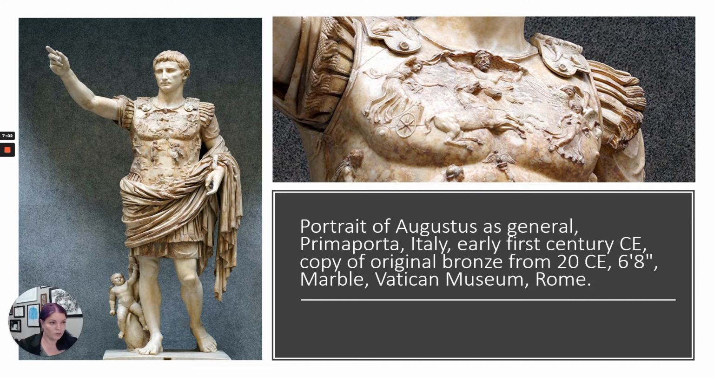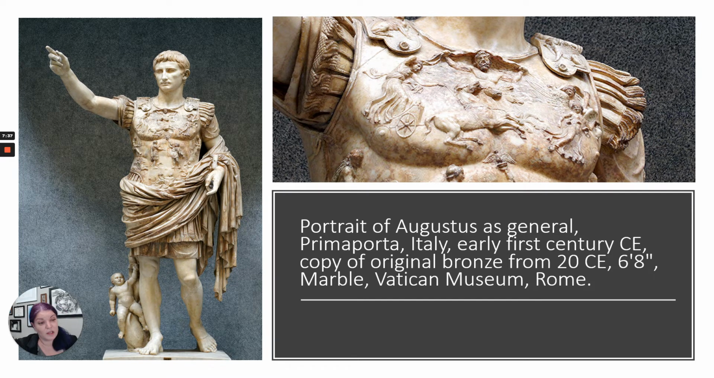So that's the pose. Also note what he's wearing. He's wearing his armor because he is also the imperator, which is the commander-in-chief of the military, right? So he's the general, he's the head general. So he's wearing his cuirass, the outfit that you would wear into battle. We'll look more specifically at what is on his cuirass in a second, but the other striking thing that you notice right away about this sculpture is there's a baby clinging to him. What's up with the baby?